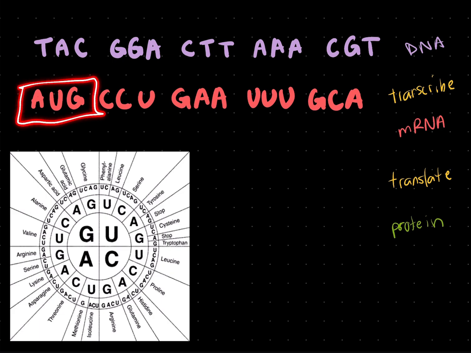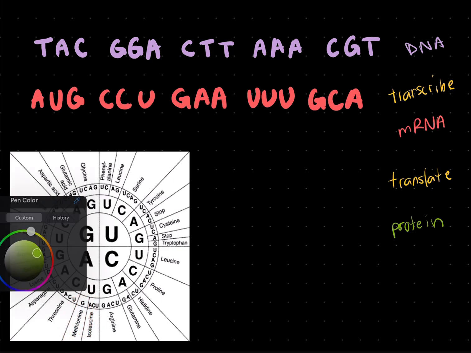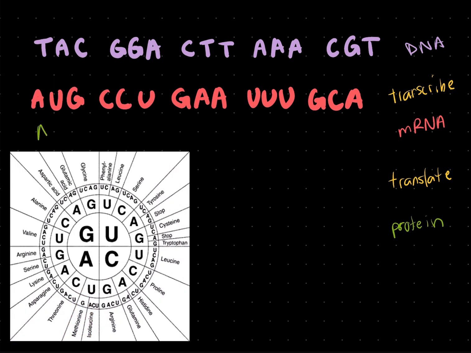So this is our first codon. It starts with the letter A. So I'm going to look down here and start in the A slice of my codon chart. The next letter is U. And so I'm going to find the U slice in that quarter of the codon chart. The final letter is G. And so this will be my amino acid. You can abbreviate your amino acid into 3 letters.